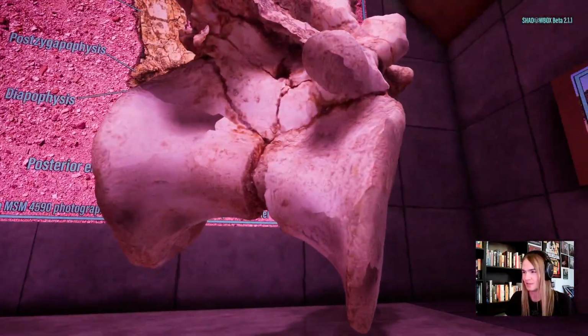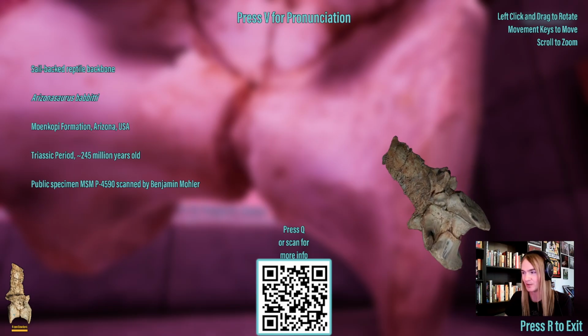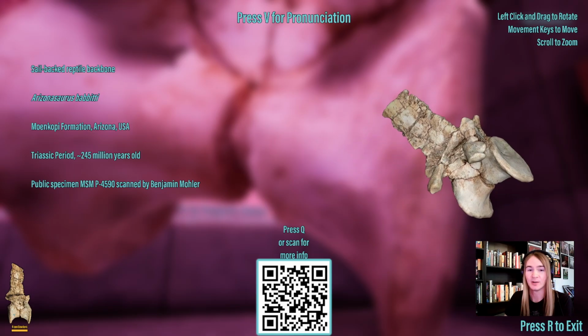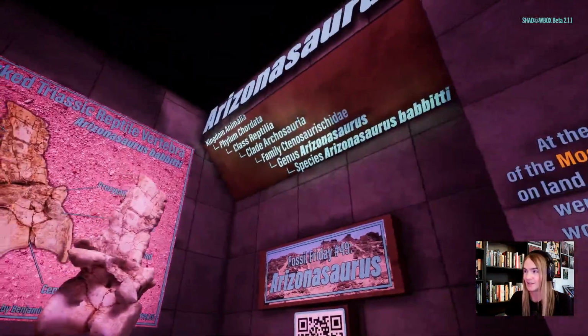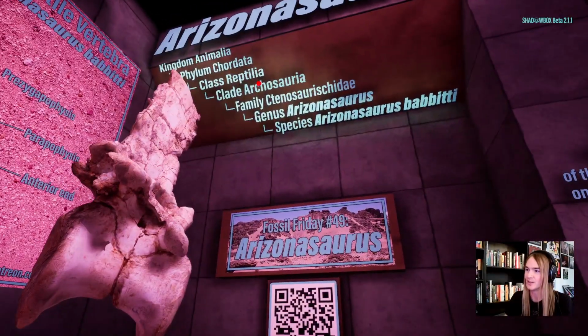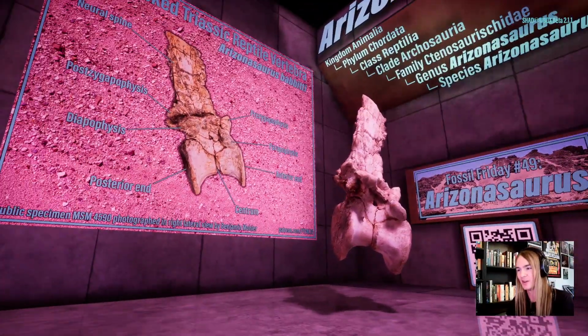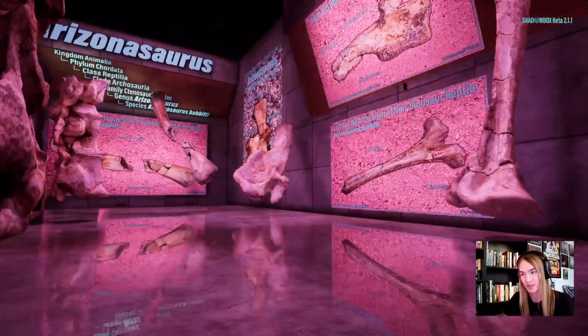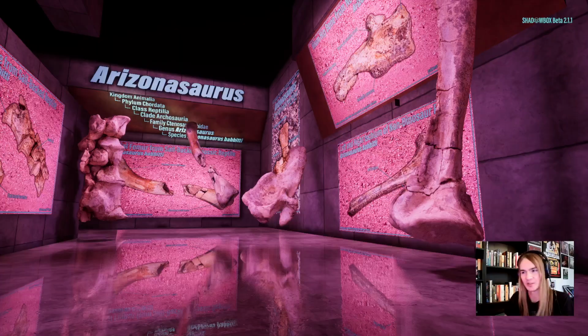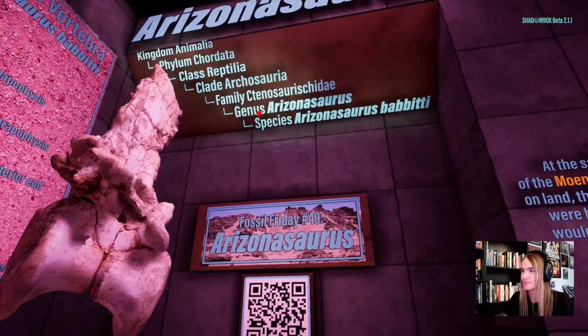This exhibit has lots of fossils of a creature called Arizonosaurus, named after the state of Arizona, where I live. It is not a dinosaur. It is within a different family altogether, although they are both within the clade Archosauria. So this is a relative of birds and dinosaurs, of course, but belongs to a different group.